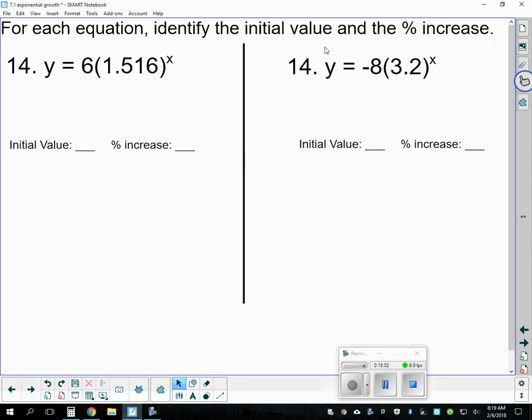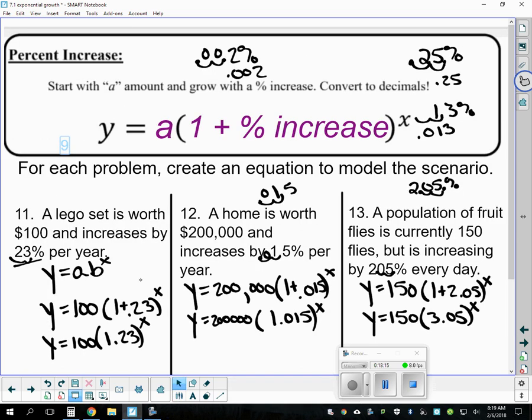For each equation, identify the initial value and the percent increase. So you're in the form y equals a times b to the x. Your initial value is just that number right there. So that means you have an ordered pair at 0, 6. But that's your initial value, 6.